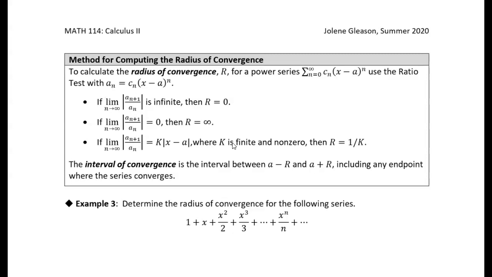All right, so I have a box here that kind of summarizes the method for computing radius of convergence and intervals, or the interval of convergence. I'm not actually going to say a whole lot about this box because the key to solving these is just to apply the ratio test and use the rules for the ratio test to find out when a series converges. So just use the ratio test and it'll all make sense.